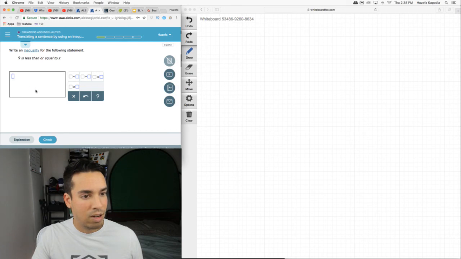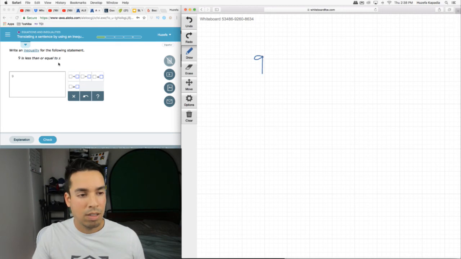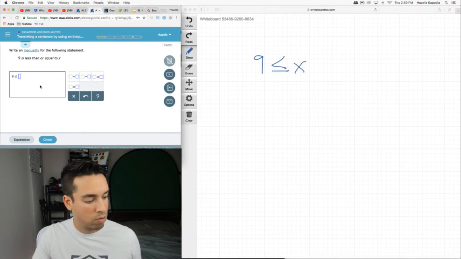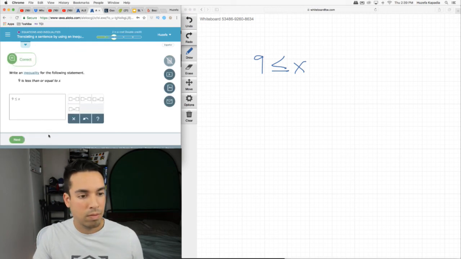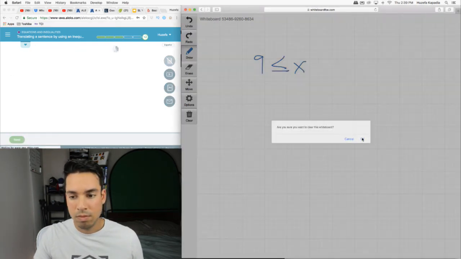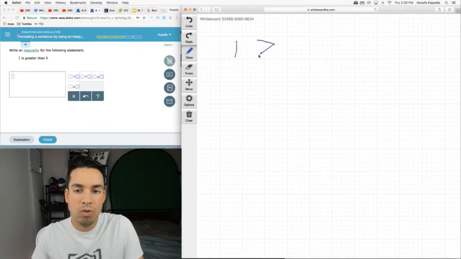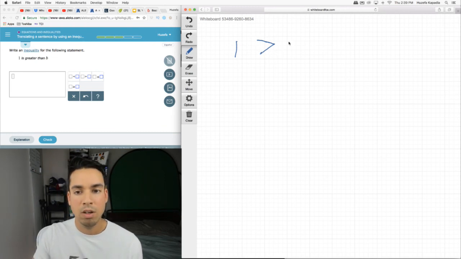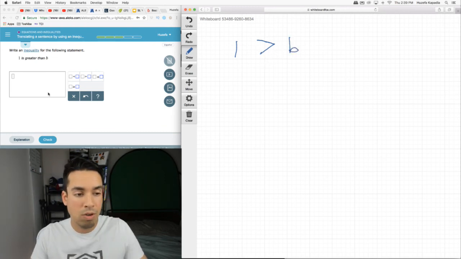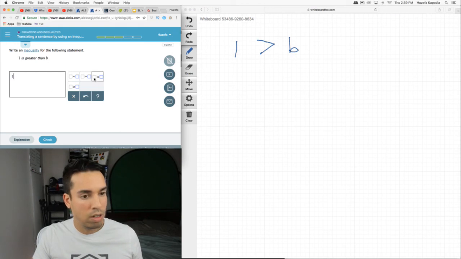9 is less than or equal to X. Now if it were greater than, again, this is in reference to the 9, it would be going this way, but it doesn't say that. It says 9 is less than or equal to X. So we put 9 less than or equal to X. And then 1 is greater, so the alligator mouth eats the 1, greater than B. It doesn't say or equal to, so no line underneath, so we say 1 is greater than B.